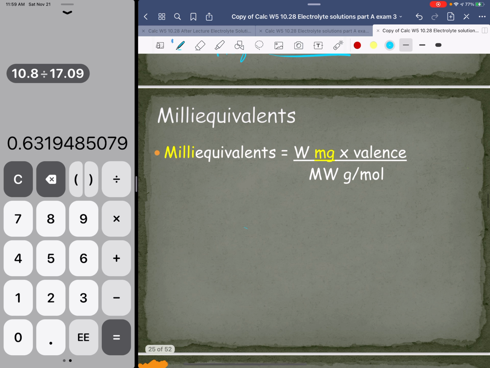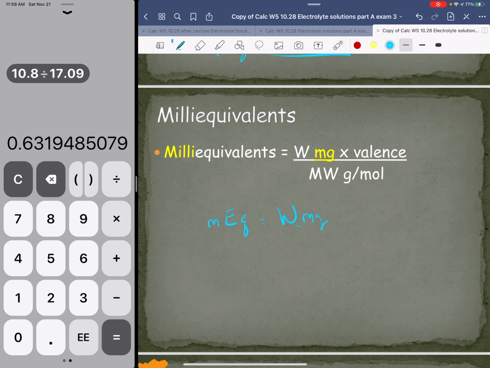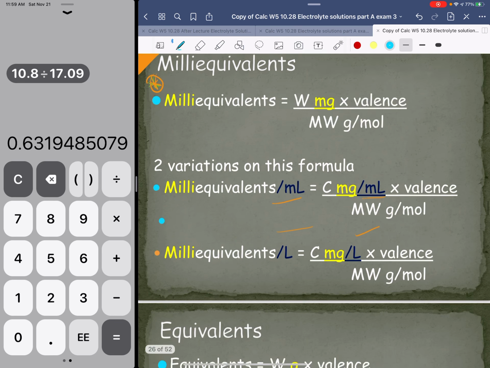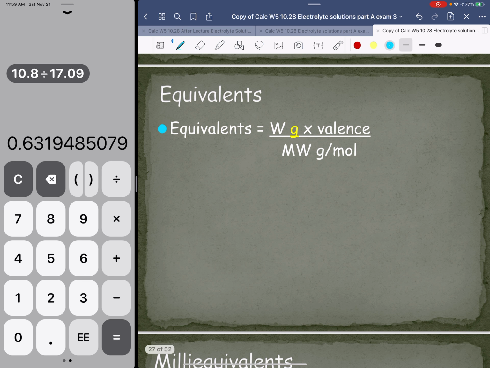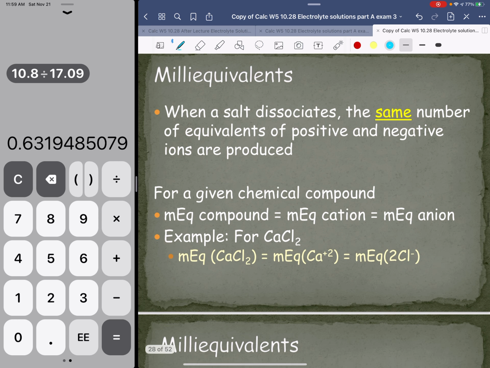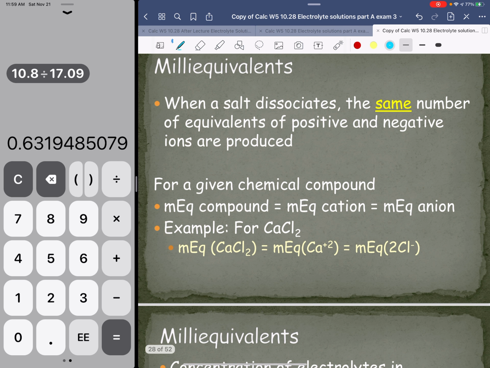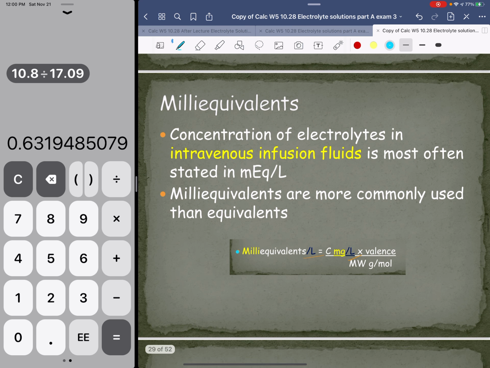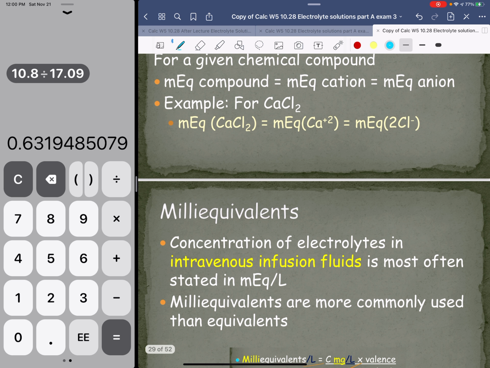Okay, MilliEquivalents is equal to the weight in milligrams times the valence over your molecular weight. And of course, that's going to be in grams per mole. And I guess just an extra thing here, the equivalence. This is not the milliequivalents. The equivalence is going to be that weight in grams. So we're going to be using that to backtrack and find weight and stuff here in the future. So, okay, that's it for now. We're just going to go ahead and move on into some practice problems.